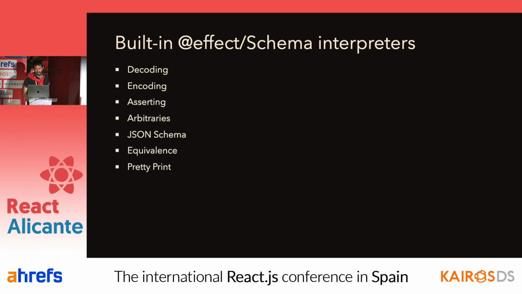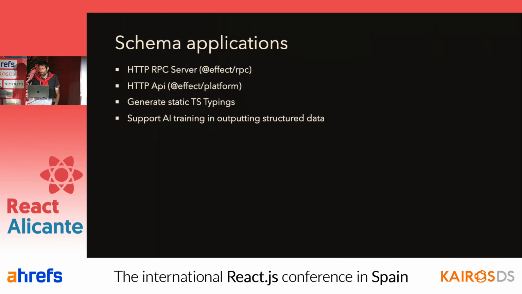And what else? Well, Schema already has a lot of built-in interpreters, and the list keeps going. You can have decoding, you can have encoding, as we have seen. We can assert, arbitraries, JSON schema, equivalence, or pretty-print. And Schema can be used for various applications.